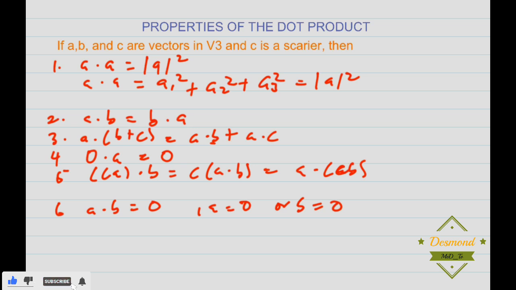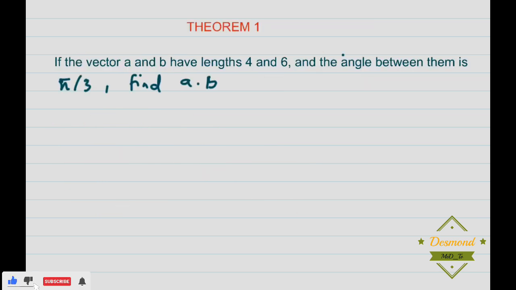So, without wasting much time, let's start with our first theorem. Theorem 1: if we have vectors A and B which have lengths of 4 and 6, then the angle between them is pi on 3. So let's find A dot B. How do we find that if you have a question like this? So with this, note this theorem.